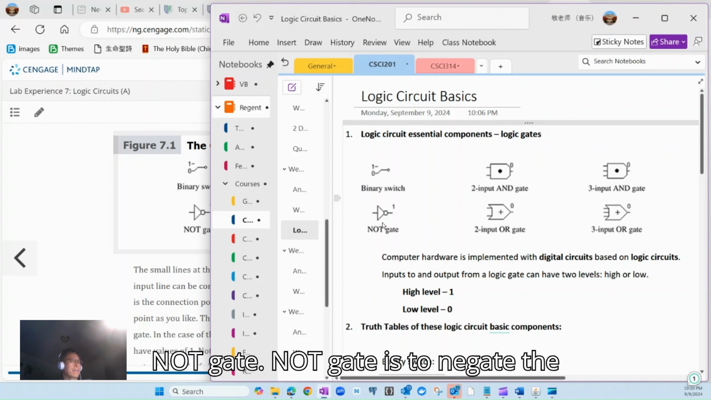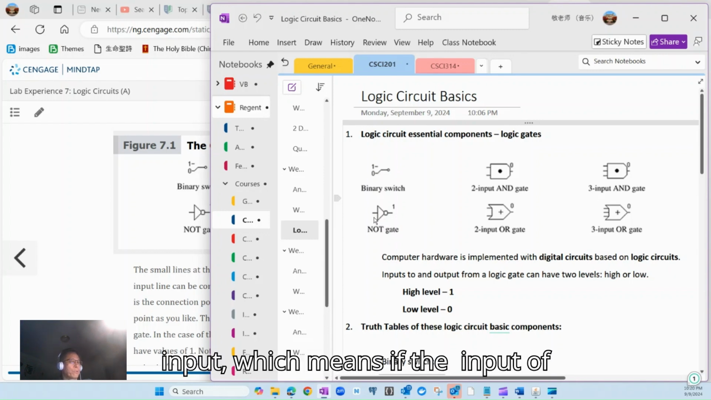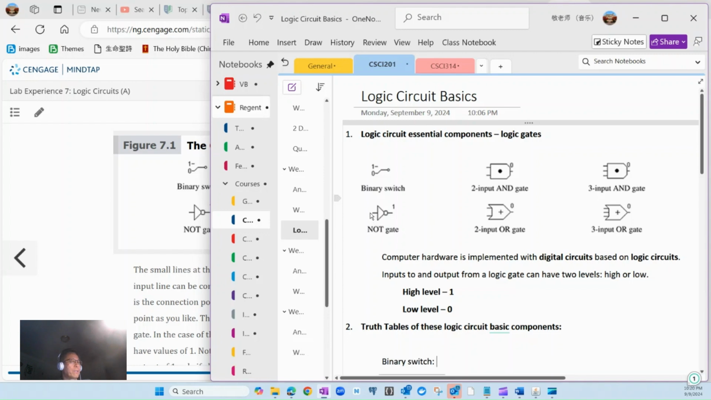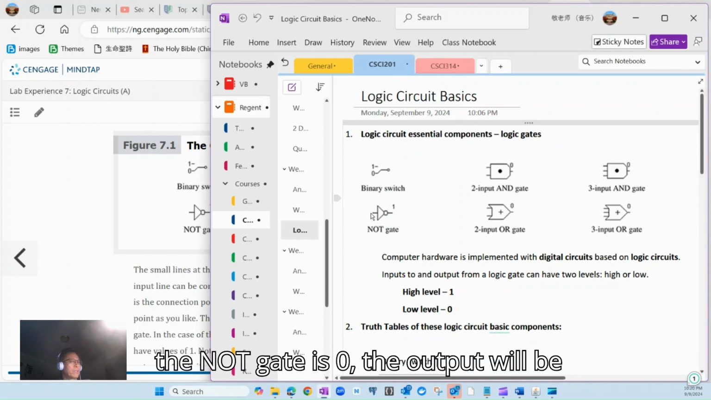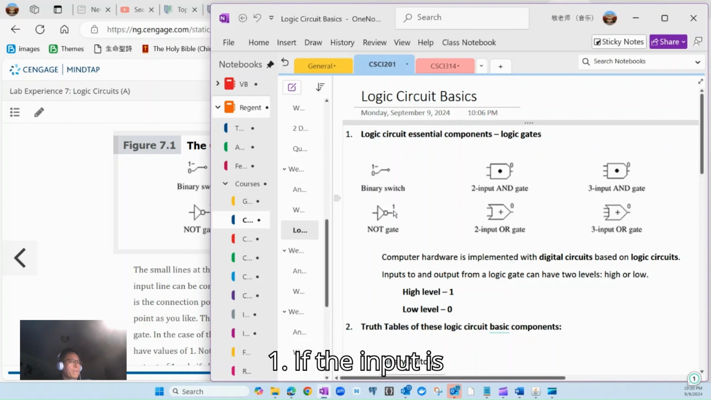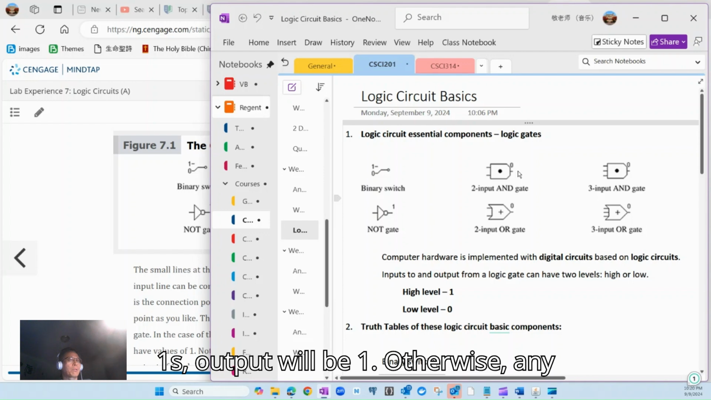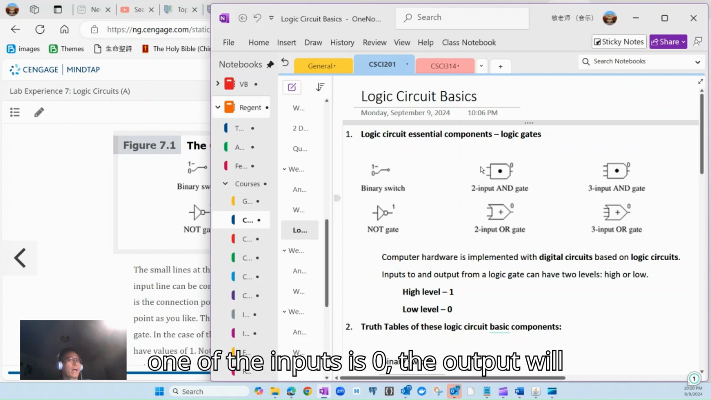NOT gate. The NOT gate is to negate the input, which means if the input of the NOT gate is 0, the output will be 1. If the input is 1, the output will be 0. The AND gate is only when all the inputs are 1, the output will be 1. Otherwise, if any one of the inputs is 0, the output will be 0.